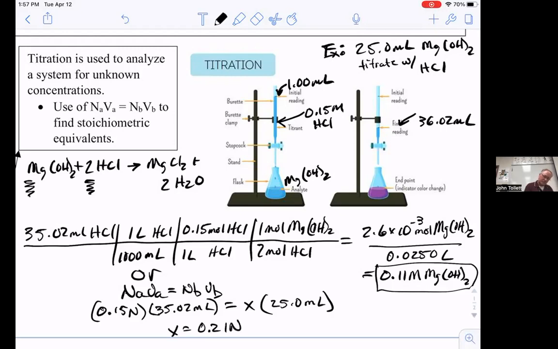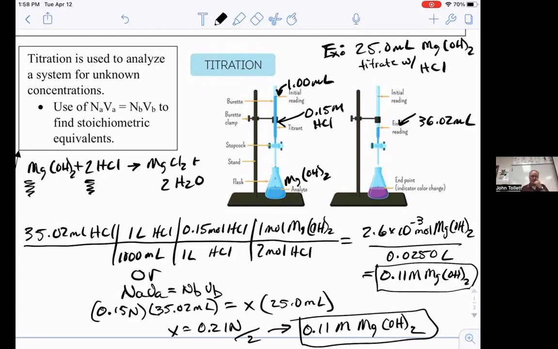So I could solve for my X here, which is actually my normality, which would be 0.21 normal. And so if I divide that by 2 to change to molarity, I end up getting about 0.11. If you look at your sig figs, 0.11 molar Mg(OH)2. Two different ways to do the same problem. I think NAVA is a little bit easier. Just please, please, please do not write M1V1 = M2V2. That will be counted entirely wrong.